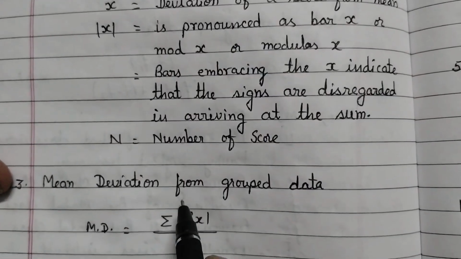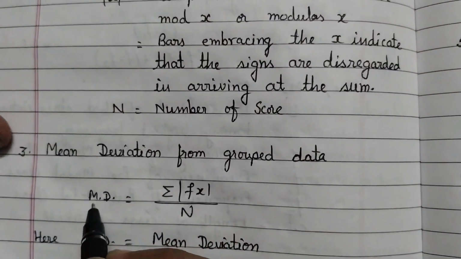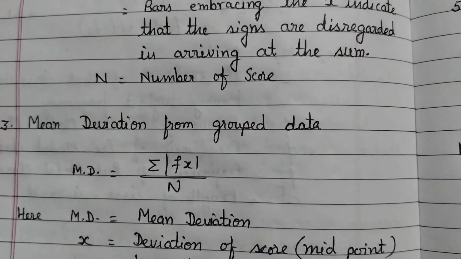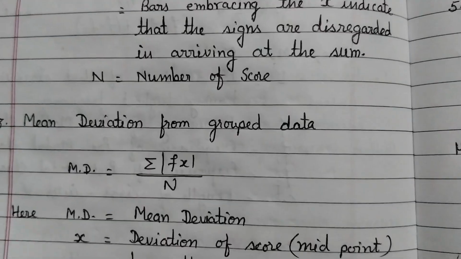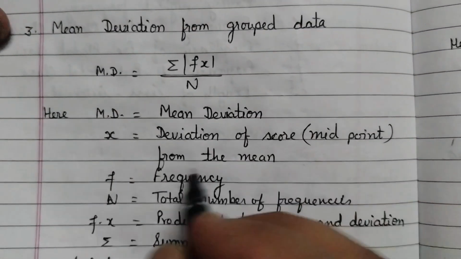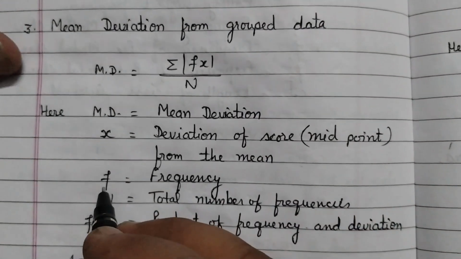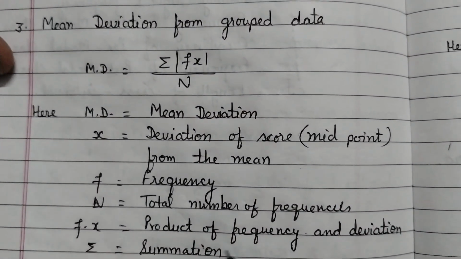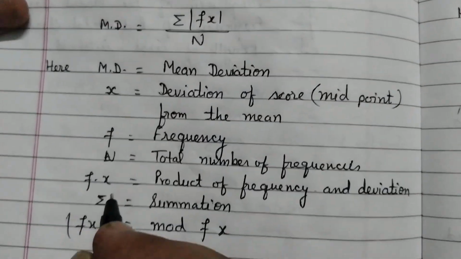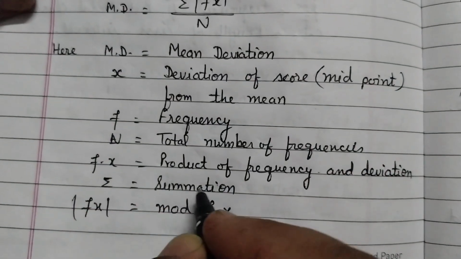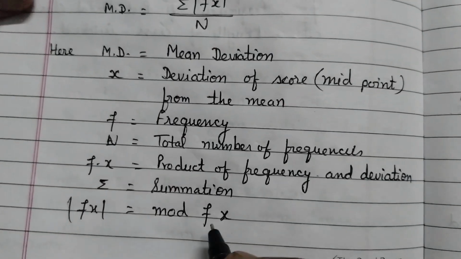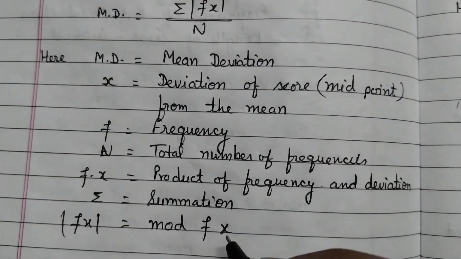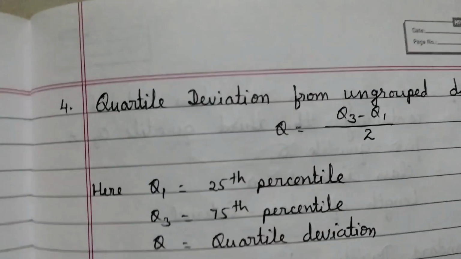Third formula, mean deviation from grouped data. MD is equal to summation mod fx by n. Here MD means mean deviation. Again x means deviation of score for midpoint from the mean. F means frequency. N means total number of frequencies. F multiplied by x means product of frequency and deviation. Summation, this sign is of summation, and fx between the two parallel lines means mod fx or modulus fx.